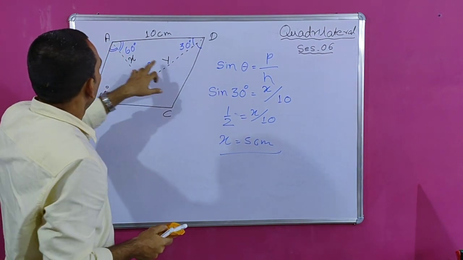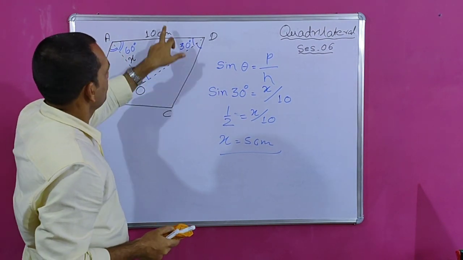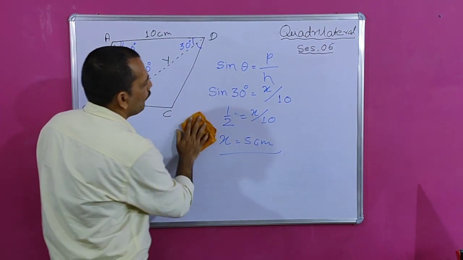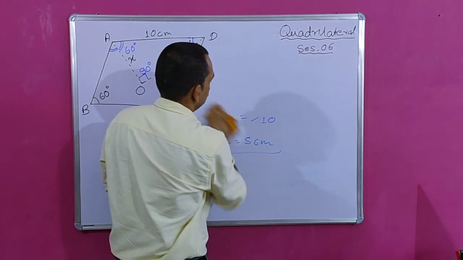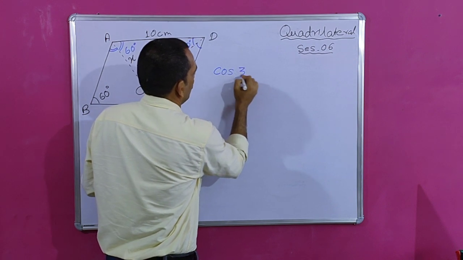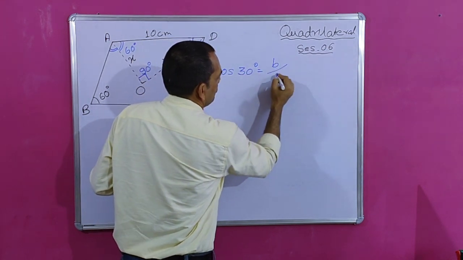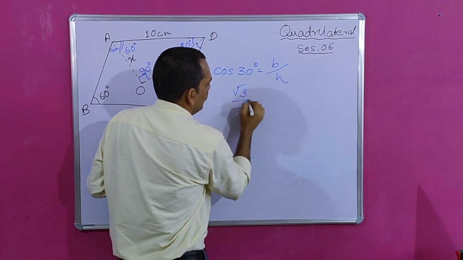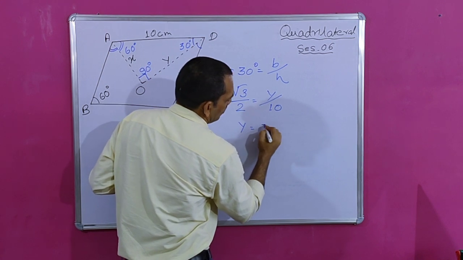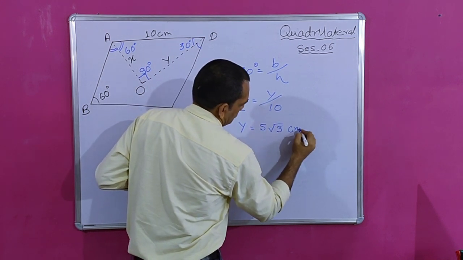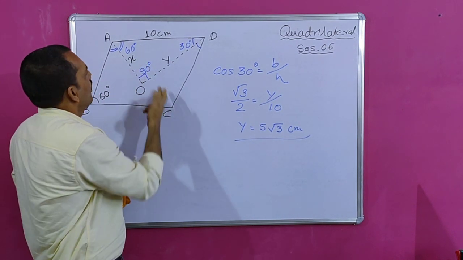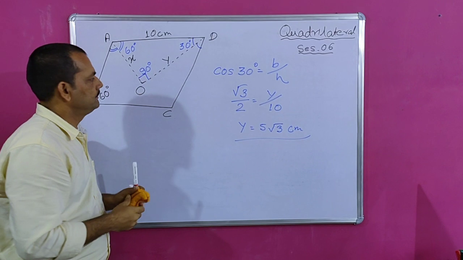Similarly, for y, we can take cos 30, y by 10. Cos 30 is root 3 by 2. So if we go for the second one, cos 30 is base b by h, root 3 by 2 equals y by 10. So y equals 5 root 3. So these are the two values of x and y using the sine property, because the angles are known.